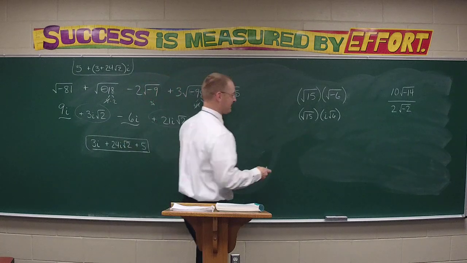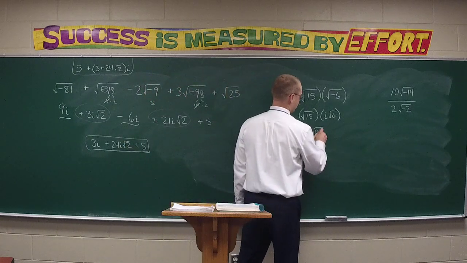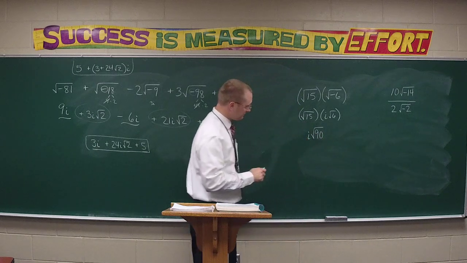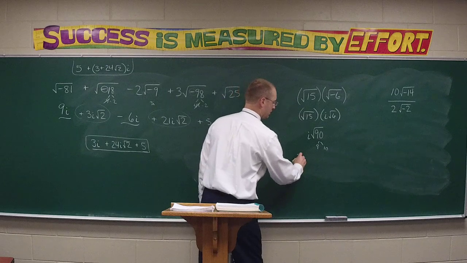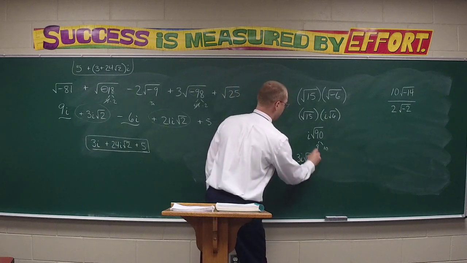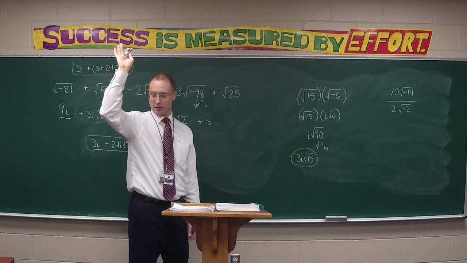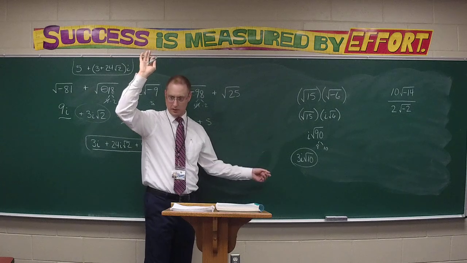Multiply 15 and 6 to get 90. Well, square root of 90. Yeah. So we have i times the square root of 90. And then you've got to pull out a 9 and a 10. Then you get 3i times the square root of 10. There we go. How many have this answer for the second one? Questions on the second one?